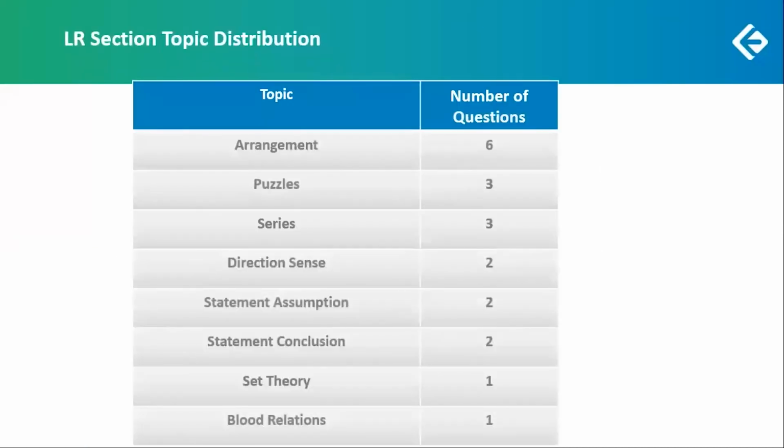So this is how topic distribution looks like in this particular EOM. There were as many as 6 questions from arrangement, which included arrangements of all sorts like linear arrangement, arrangement around a square table, arrangement around a rectangular table, and ranking based questions as well. There were 3 questions from puzzle, 3 from series as well, and 2 questions from direction sense, statement assumption, and statement conclusion, 1 question from set theory, and 1 question from blood relation.